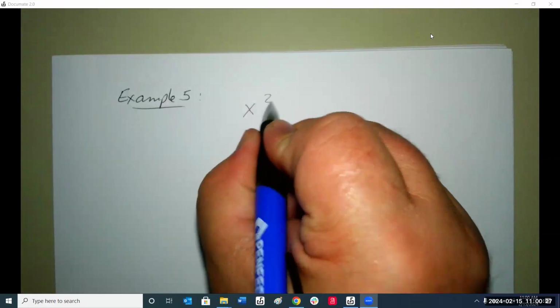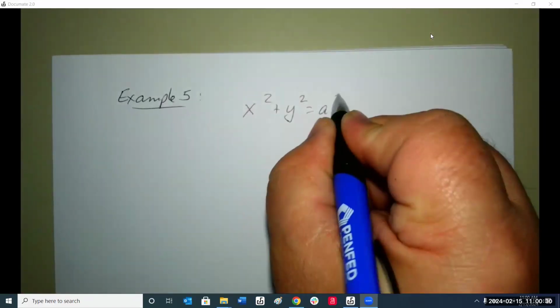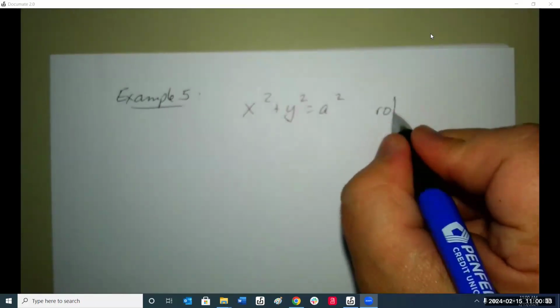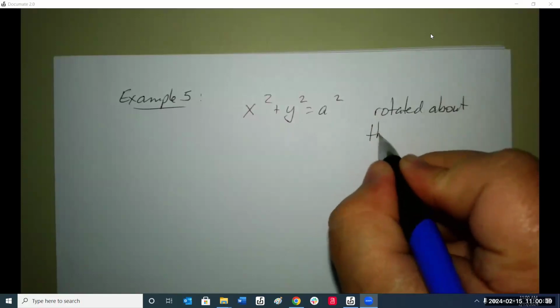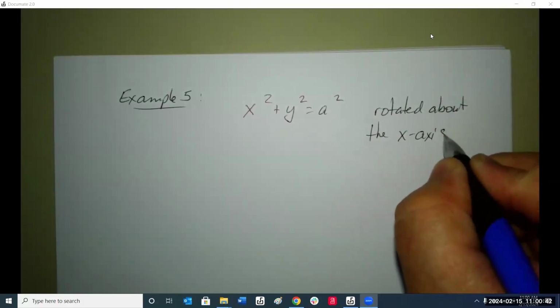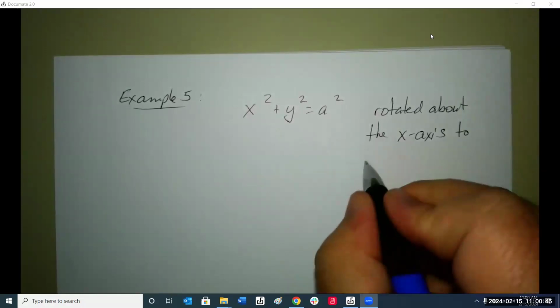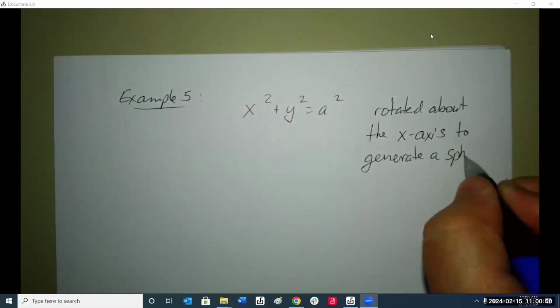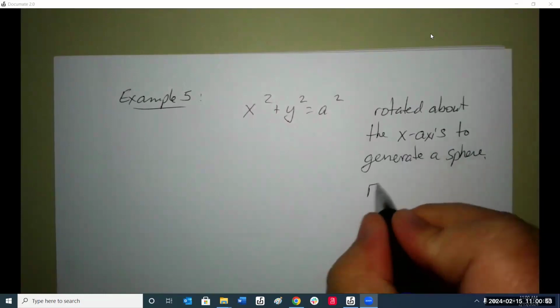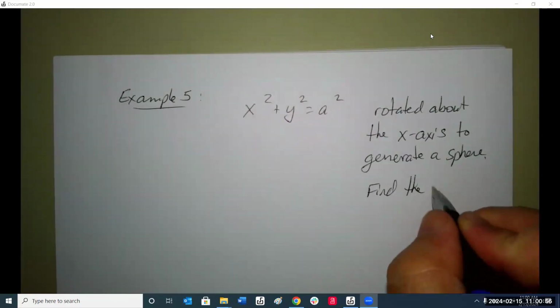Let's look at number 6 or number 5. The circle rotated about the x-axis to generate a sphere. Find the volume.